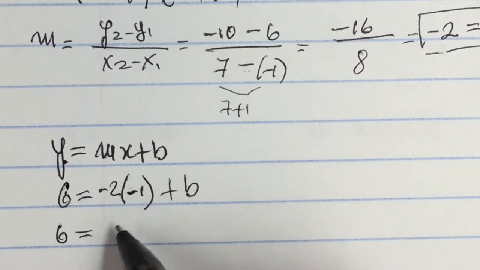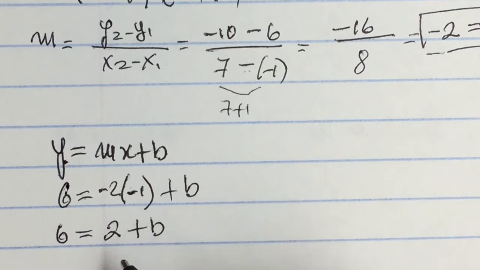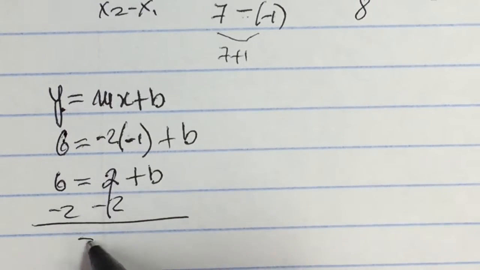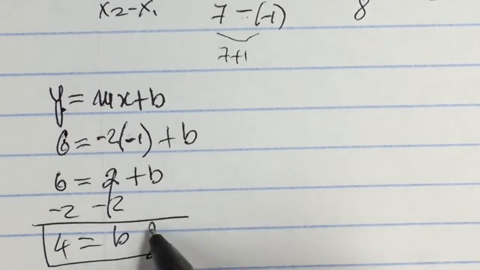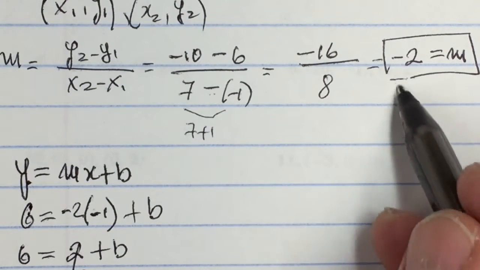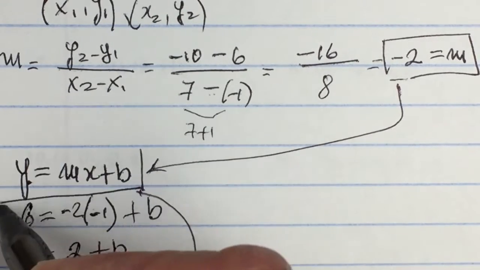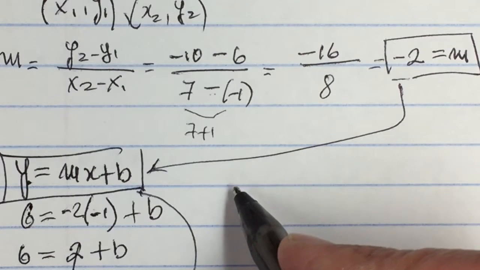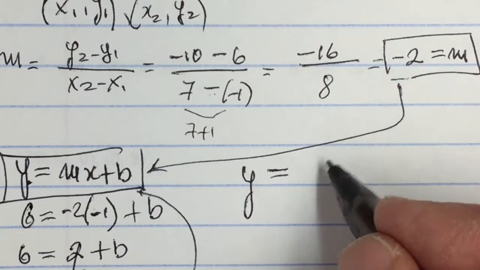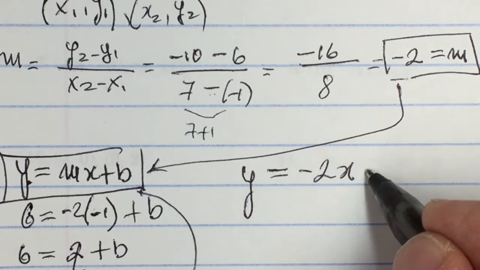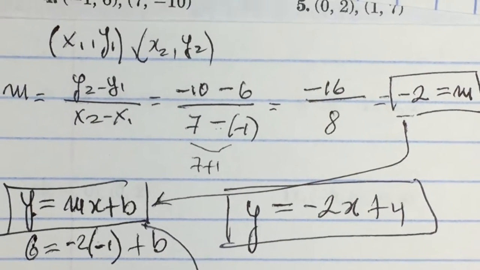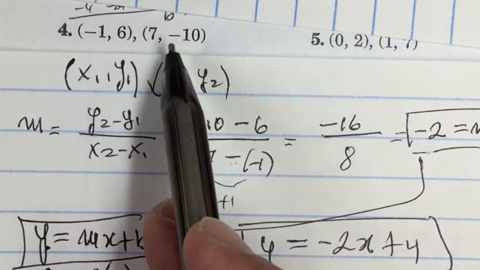So I do the numbers here. 6 equals negative 2 times negative 1 is 2, plus b. To find the b, I'm going to subtract 2 here, subtract 2 here. When I subtract, this goes away, and b equals 6 minus 2, which is 4. This is my b, okay? So my b being 4 and my m equals negative 2, now I can replace both in this equation here, okay? So y equals m, which is negative 2, negative 2x, and the b is 4, plus 4. And this is the equation of the line that passes through these 2 points, negative 1, 6, and 7, negative 10.